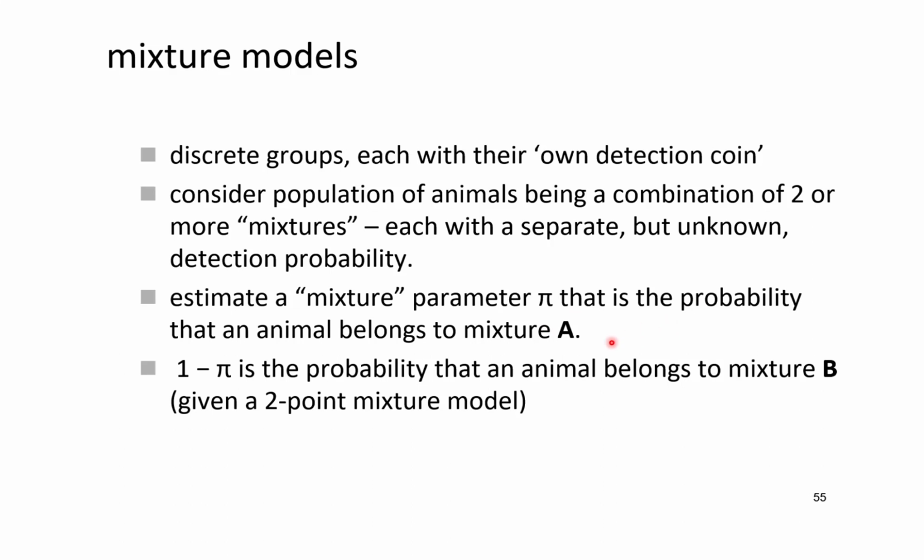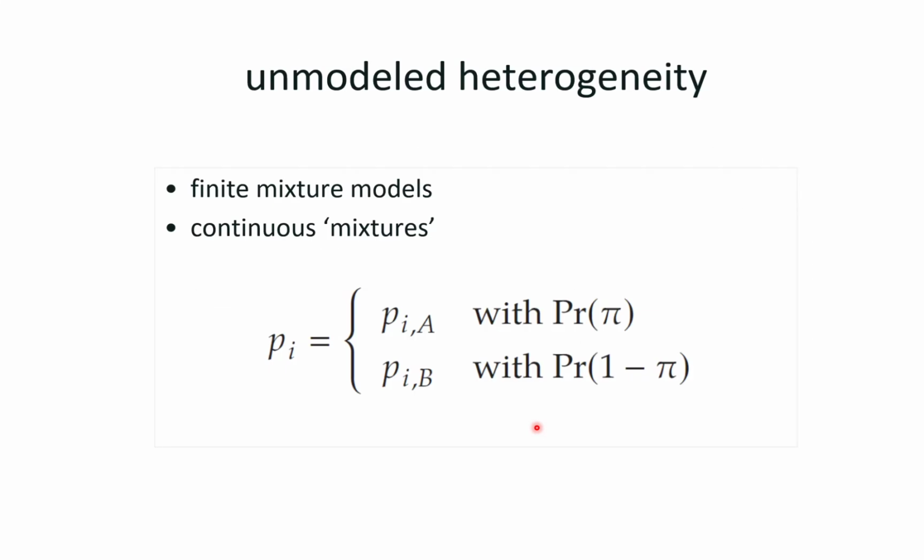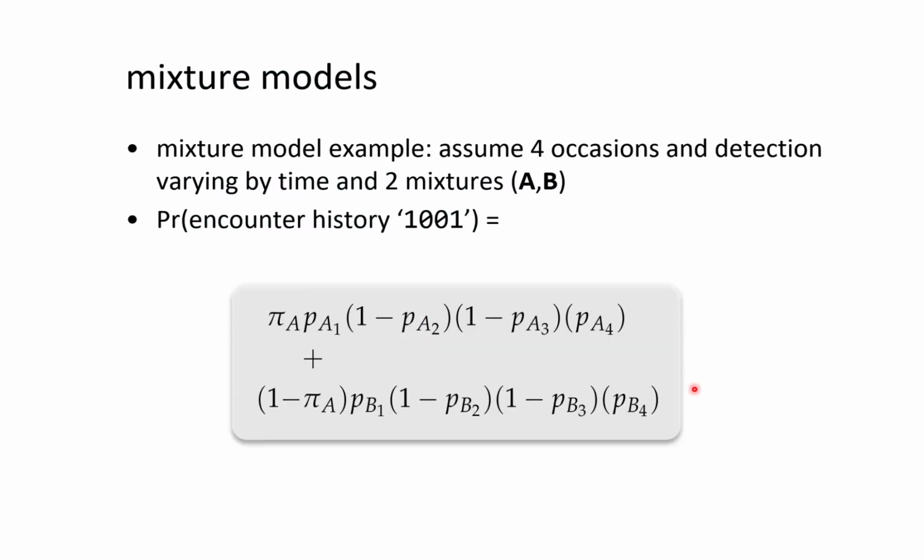That's the probability that an animal belongs to mixture A. It doesn't have to be A, but let's just say that we have 2 mixtures, A and B. So if pi is the probability that the animal belongs to A, then 1 minus pi is the probability that it belongs to the other mixture. So this is what you would see if you had what's called a 2-point mixture group. So 2 points simply meaning 2 mixture groups. So pi for one group and then 1 minus pi for the other group. You're either in one or the other. So more formally, this is what you're actually seeing here. You imagine that the p for each individual is either A or B, being the 2 groups, with probability pi or 1 minus pi.